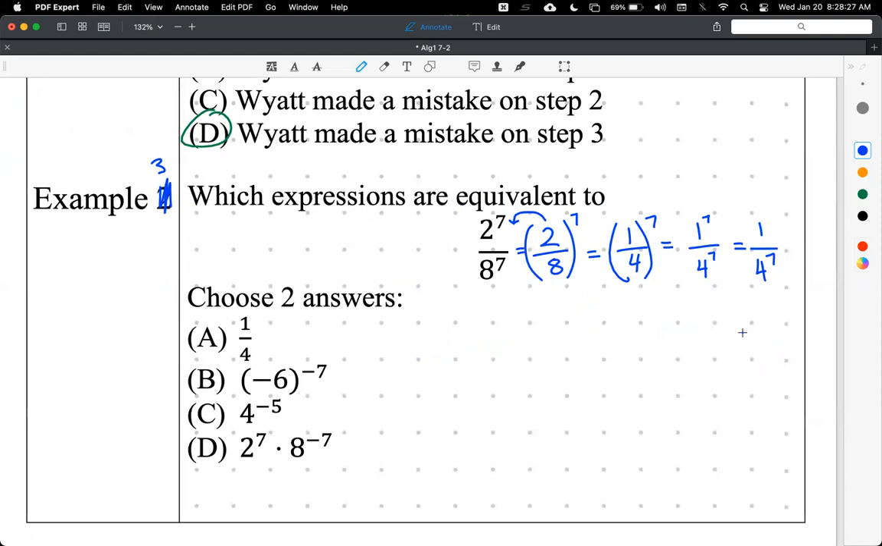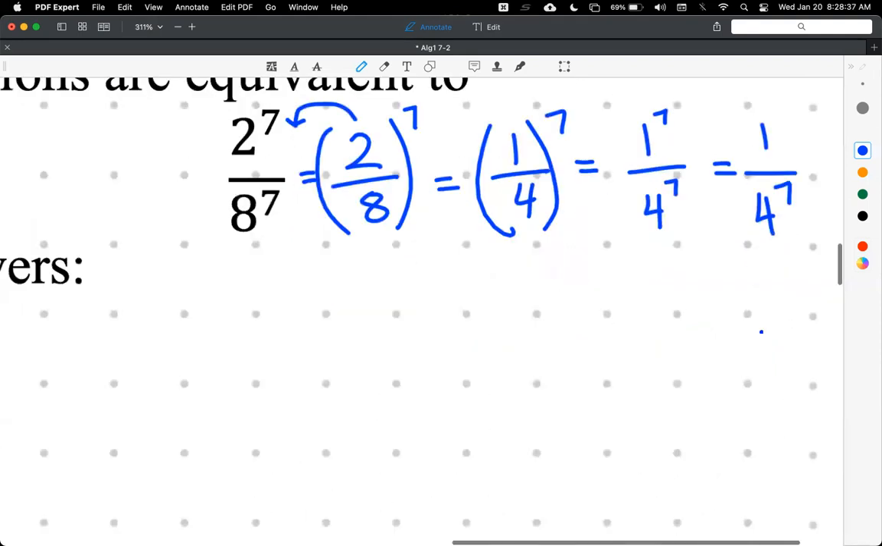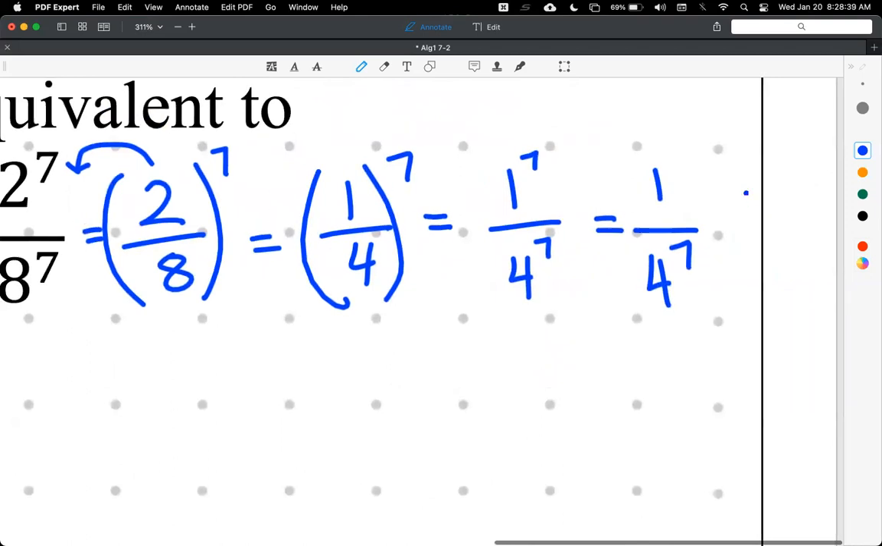But eventually I want to write everything with the most simple base possible. I want to rewrite everything with a base of 2. Can anyone rewrite this denominator in our fraction as a base of 2? This is equal to 1 over 2 to some power. And maybe I'll just write 2 to some power to the power of 7. Maybe that'll give it away.